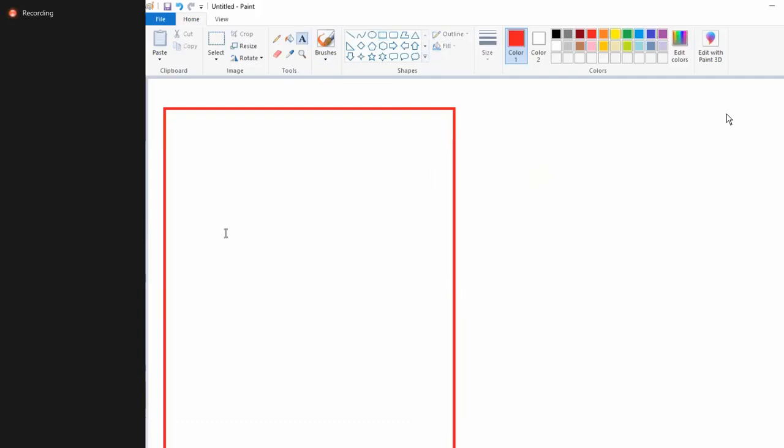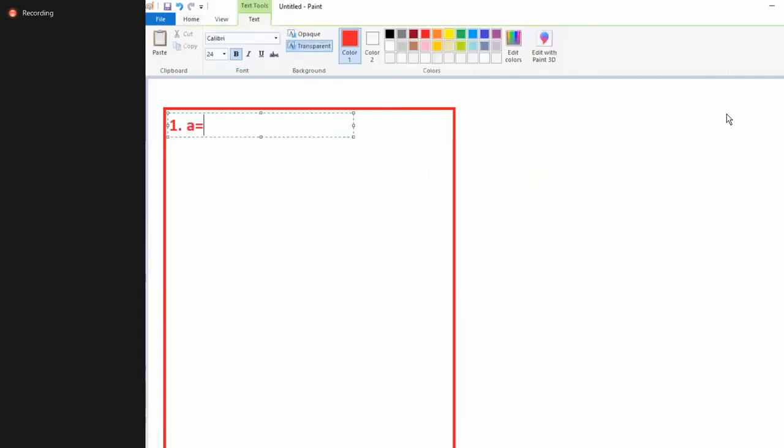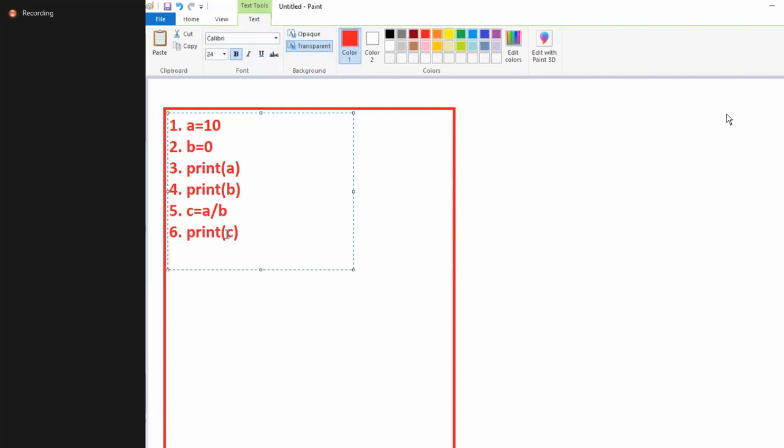Second statement I am writing, dear students: b is equal to 0. Now the third statement, print a. Fourth statement, print b. Now the fifth statement, c is equal to a by b. Sixth statement, print c. And like this, seventh statement, eighth statement, some other statements are there. Like that I am having a lot of statements.